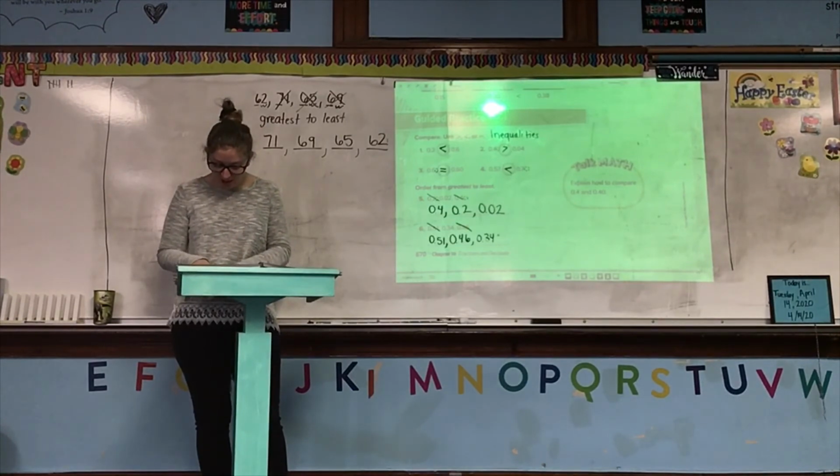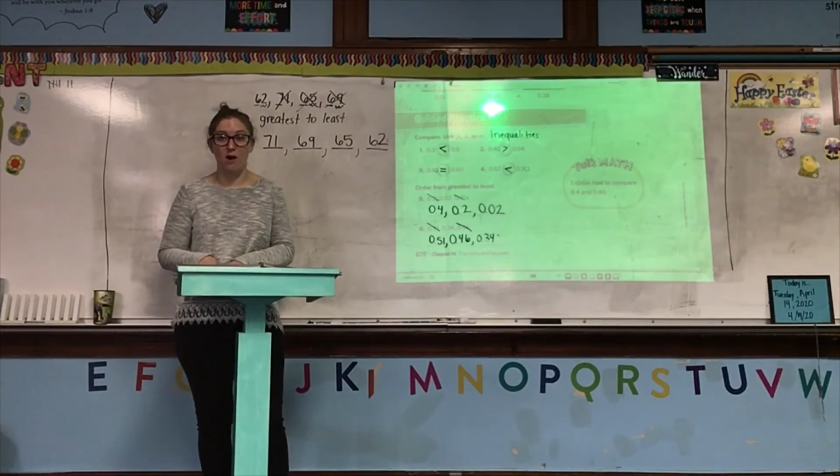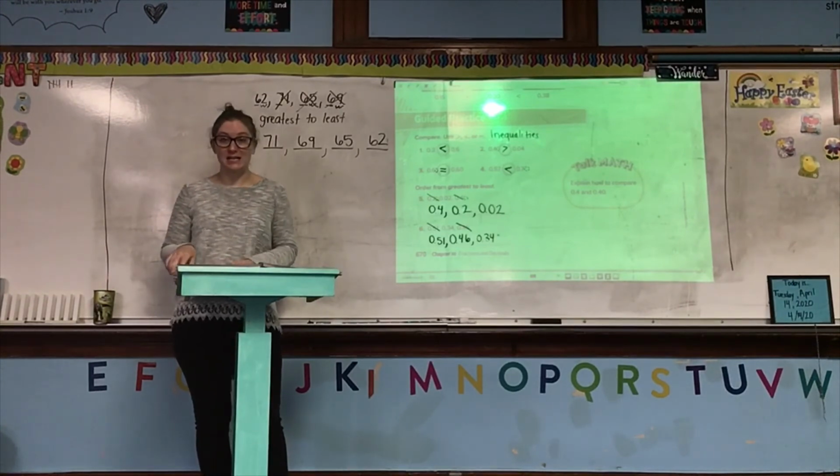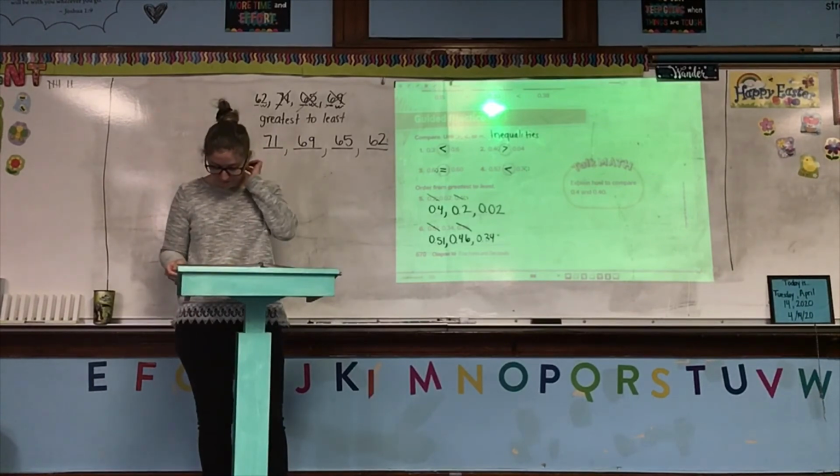Number 25, on a vegetable tray, 5/10 of the vegetables are carrots and 2/10 of the vegetables are broccoli. Of what vegetable is there more? Are they asking for a word or are they asking for a number? If they say of what vegetable, would you write a word or a number? Pay attention to that both on the independent practice and on the homework.